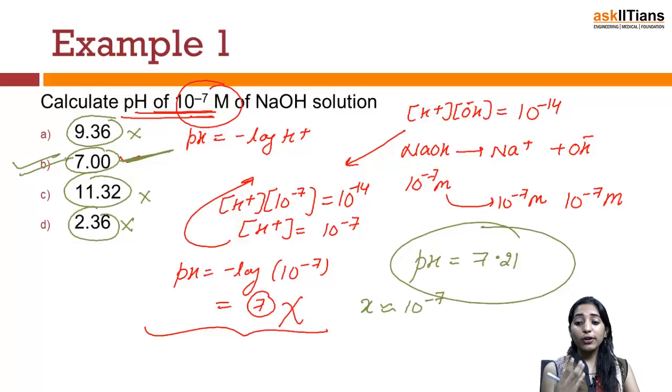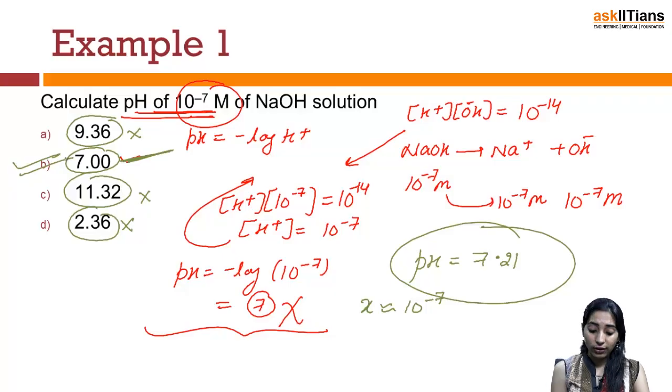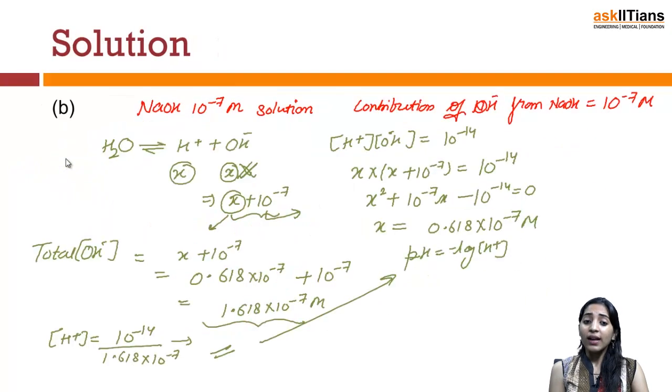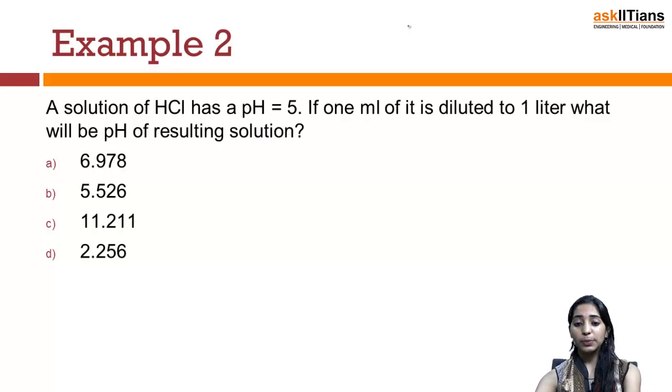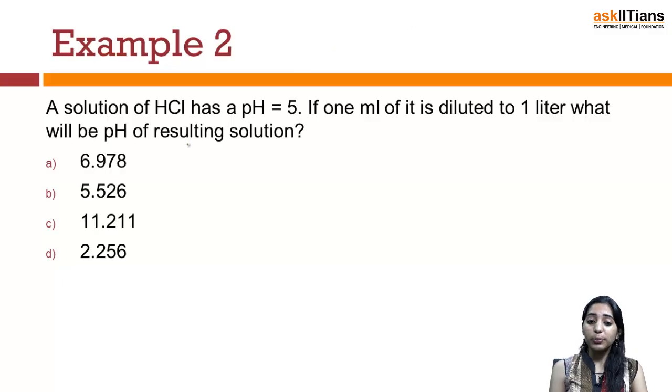Now this was how we are going to use the concept of the dissociation of acids and bases in water and how we are going to relate the pH with the solutions. Let's now move over to another example. The example given to us is a solution of HCl has pH equal to 5, and it says that if 1 ml of it is diluted to 1 liter, what is going to be the pH of the resulting solution? Let's try to find out how we are going to do this question.